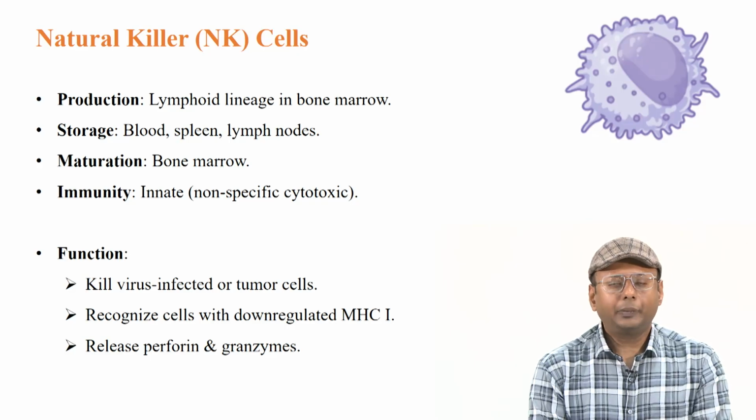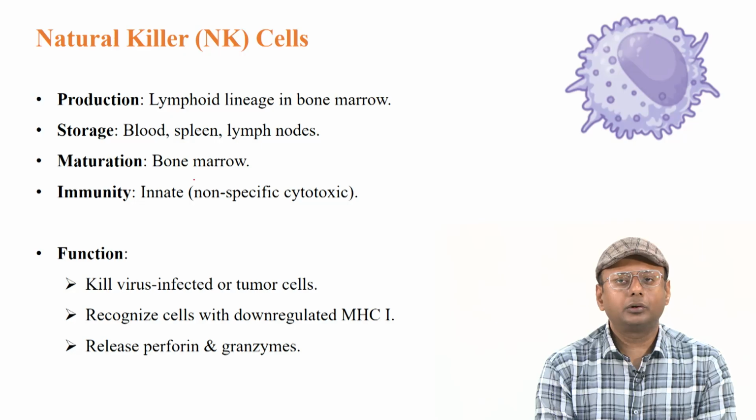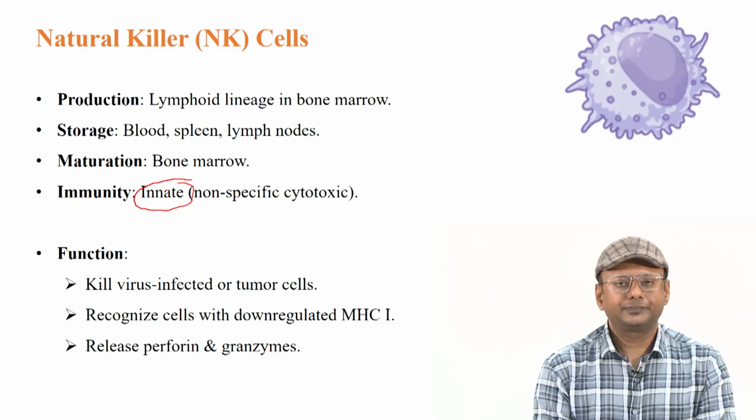Then another very important immune cell is the natural killer or NK cell. The production happens in the lymphoid lineage in the bone marrow. They can be stored in blood, spleen or lymph node, and the maturation also happens in the bone marrow, and they have a very crucial role to play in maintaining innate immunity.